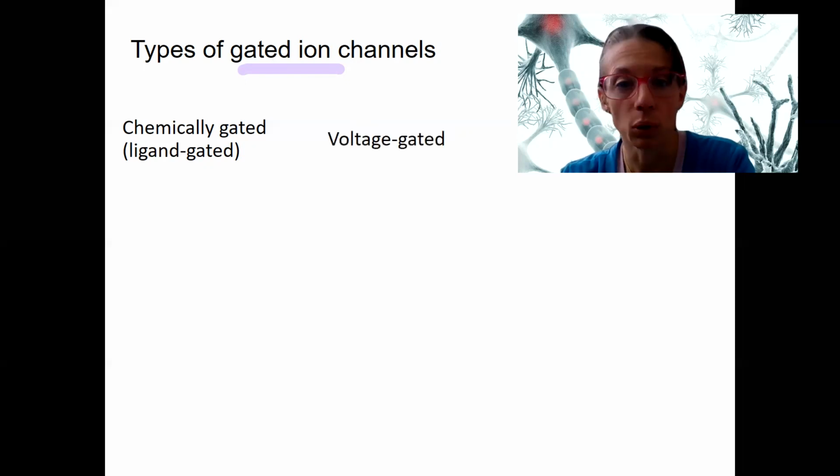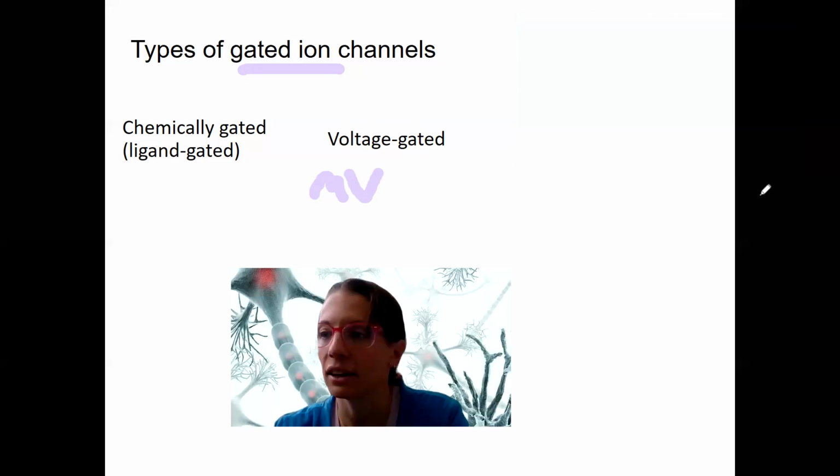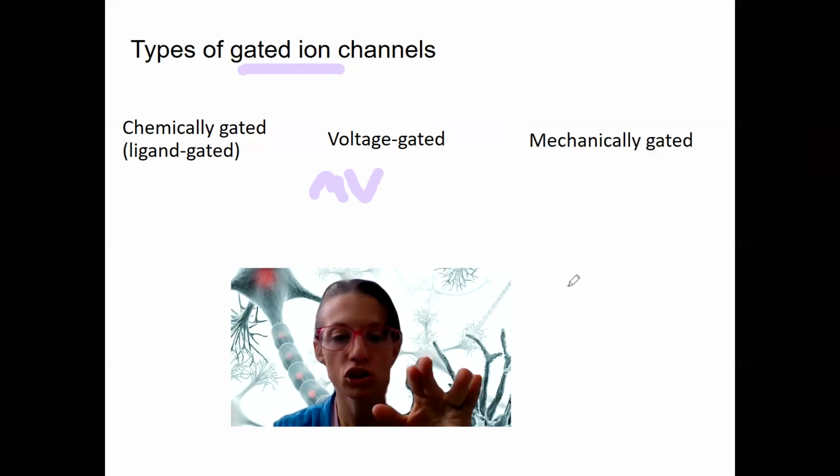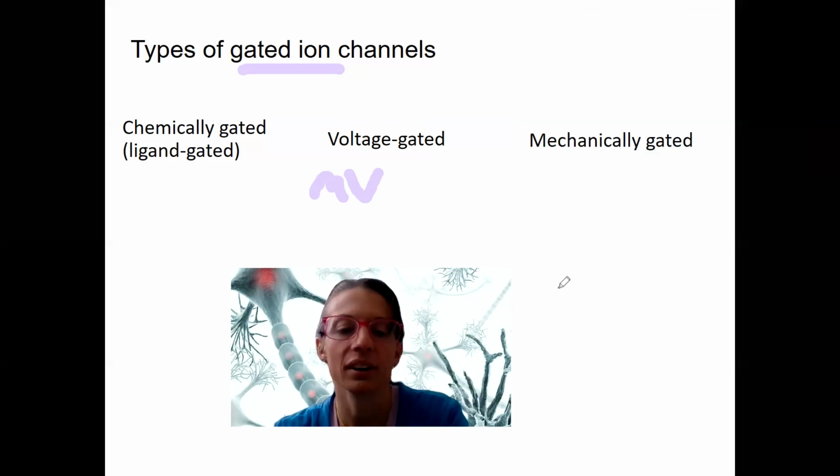The third type is voltage gated, so a change in voltage or electricity. Voltage is measured in millivolts, right? So the amount of negative or positive inside the cell compared to the outside of the cell can open up gated ion channels. And lastly, we've got our mechanically gated channels. This is the push. So a push will open a channel.